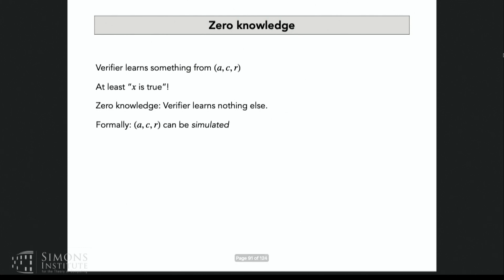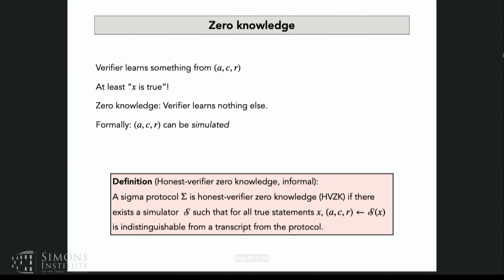Formally, we need to formalize this in some way. And the way we formalize this is by requiring that transcripts can be simulated without additional information except the information that X is true. A bit more formally, but still informal, this can be put like this. A sigma protocol is honest verifier zero knowledge if there exists a simulator, an efficient algorithm, that for all true statements X can sample fake transcripts A, C, R, such that these are indistinguishable from an actual transcript in the protocol.